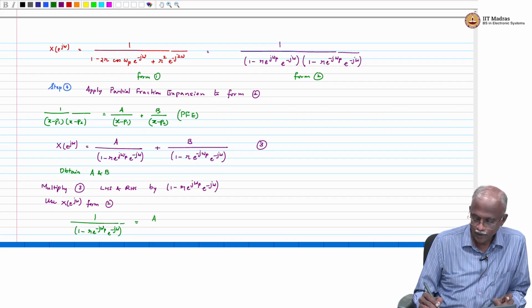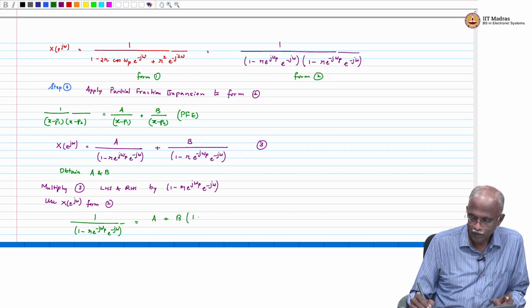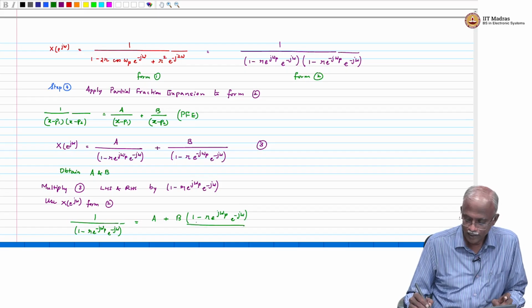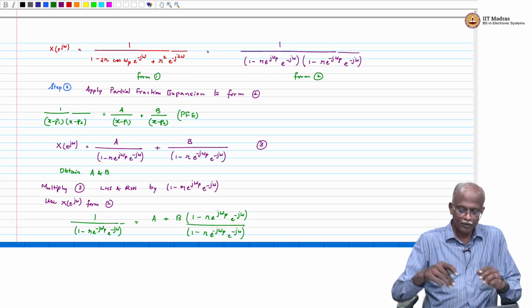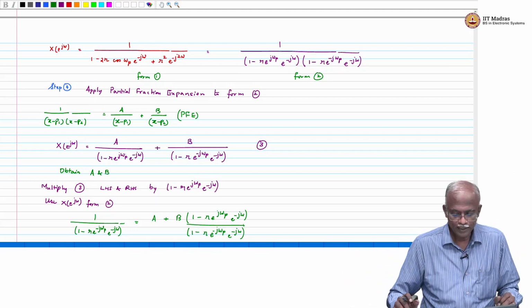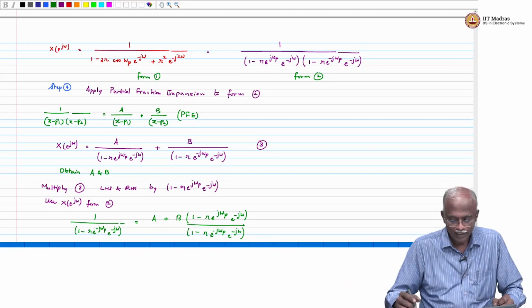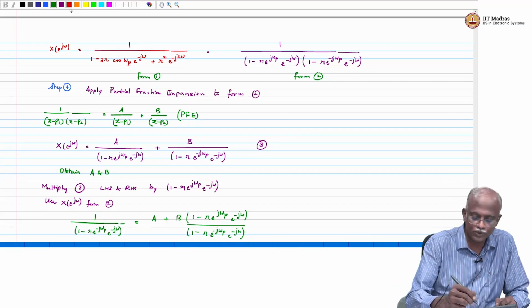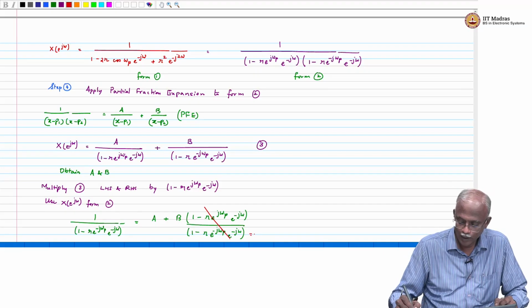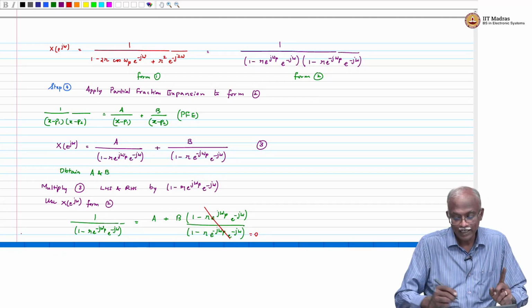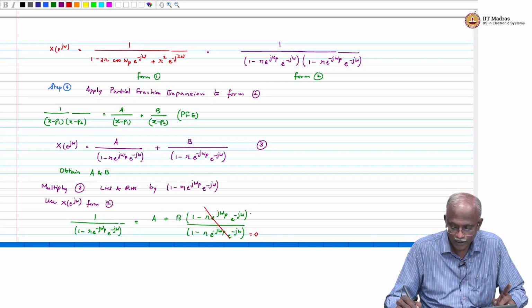This is equal to a plus b into 1 minus r e power j omega p e power minus j omega divided by 1 minus r e power minus j omega p e power minus j omega. I have done a cross multiplication and obtained this result. Now, if I can somehow set this term to 0, then I will get an expression for a. So, how do I set this term to 0? The numerator has to go to 0.